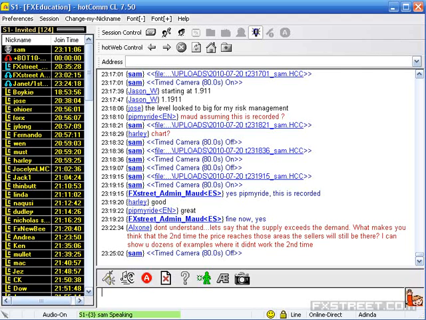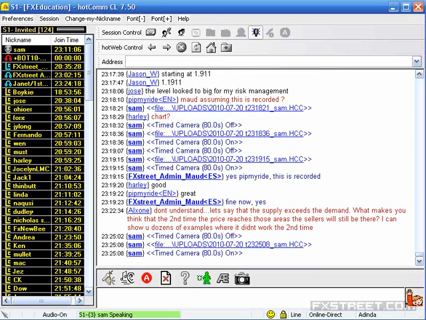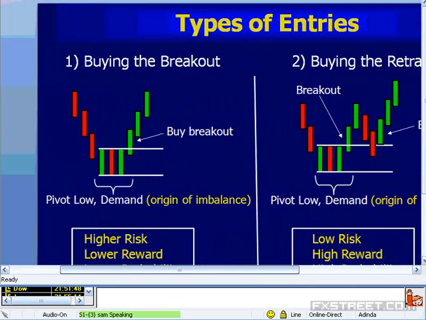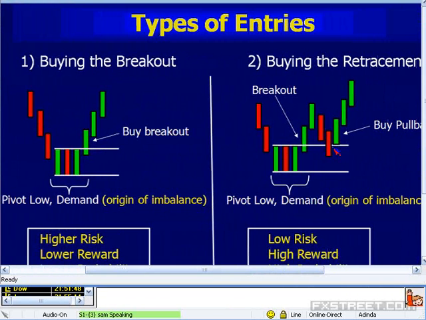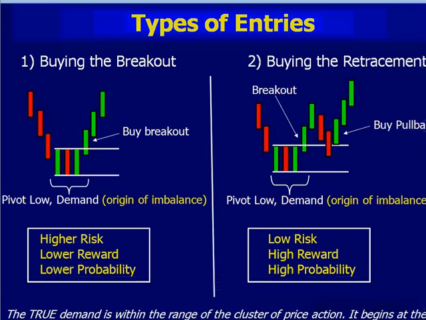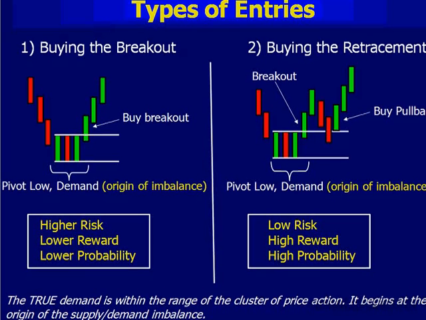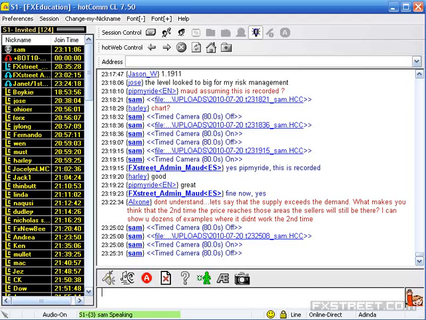Okay. But now, how do we quantify where the best levels are? We'll get to that in just a minute. Just a quick little look here. So when you drop, base, rally, consider buying the first pullback. That's the low risk, high reward, and high probability way to trade a breakout. And of course, just the opposite is true on the short side. Okay. But now let's take this stuff to a whole new level.